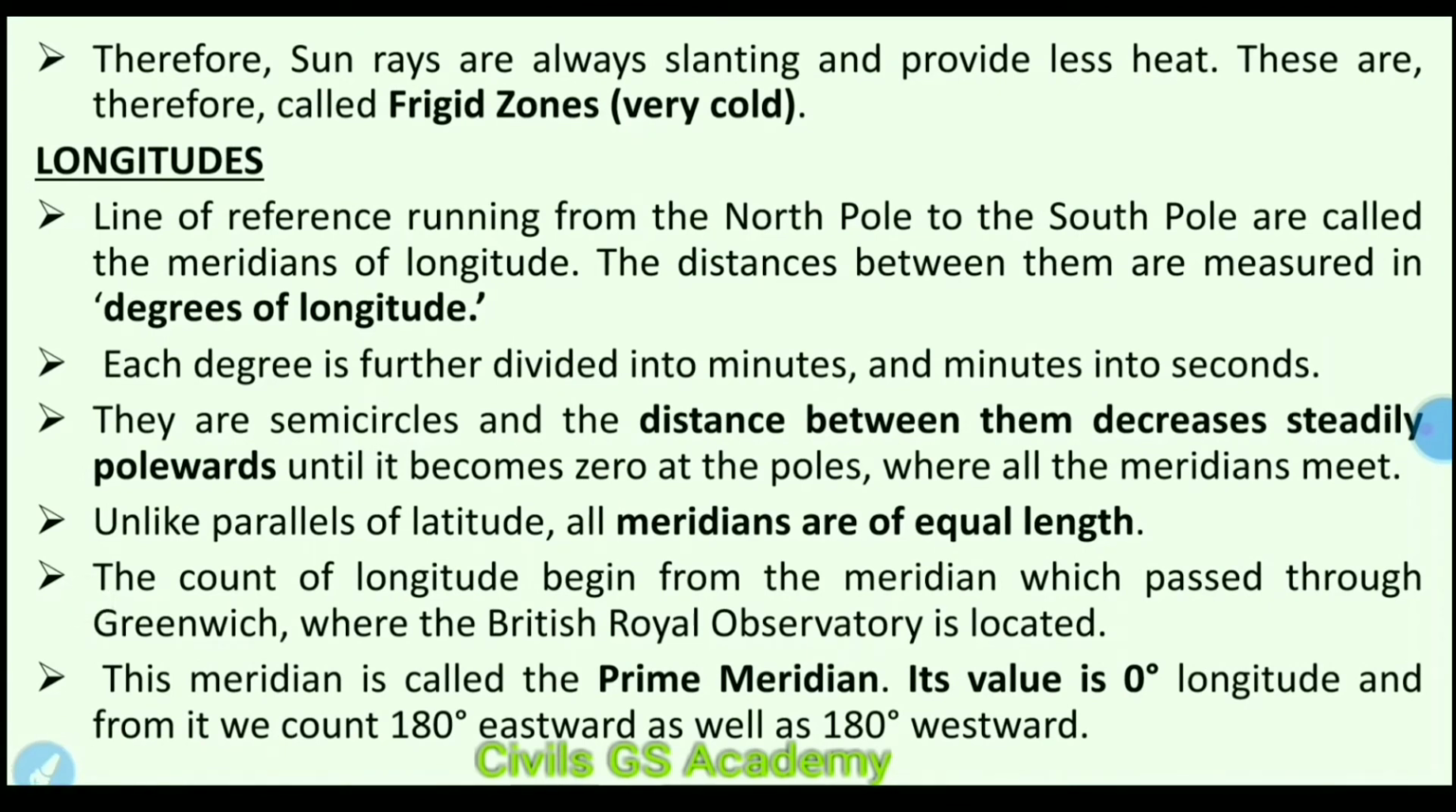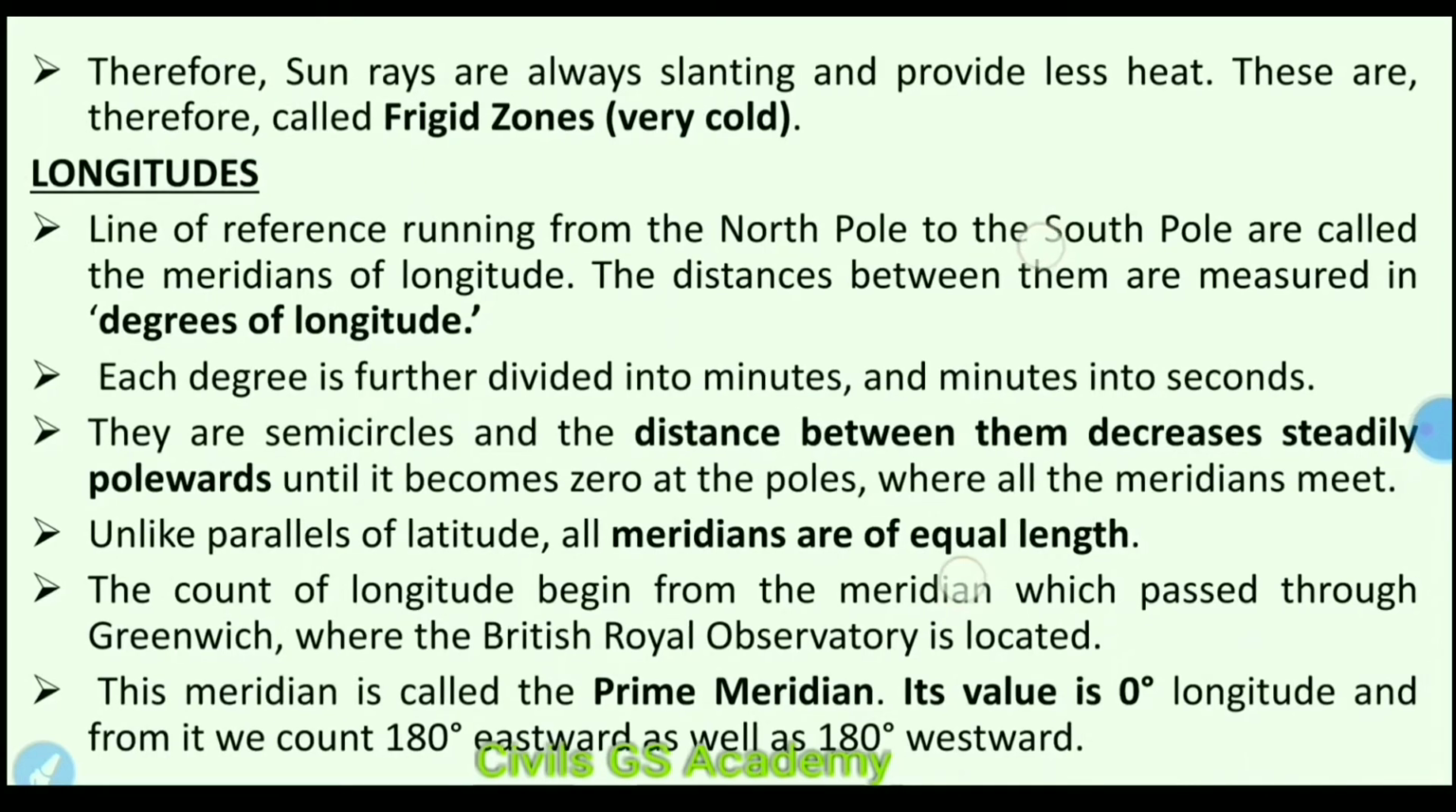The count of longitude begins from the meridian which passes through Greenwich, where the British Royal Observatory is located. So this is based on the consensus of all the countries on where we start measuring the longitude. So it was decided that the count of longitude begins from the meridian which passes through Greenwich, where the British Royal Observatory is located. This meridian is called the prime meridian. Its value is 0 degree longitude, and from it we count 180 degree eastward as well as 180 degree westward.